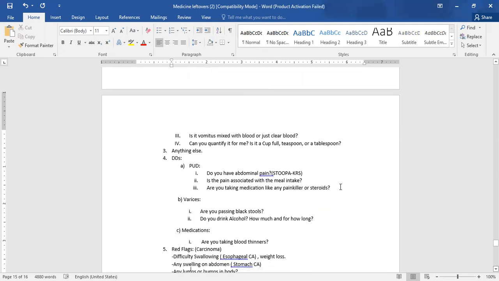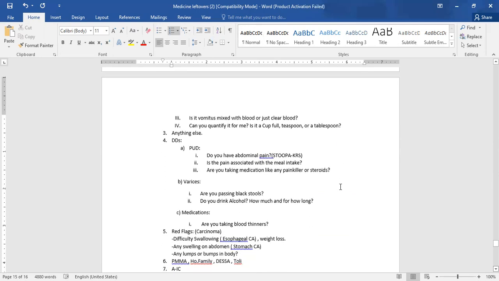Anything else? Do you have anything else? And then ask the focused typical questions related to your DDs. What could be the DDs behind vomiting blood? It could be peptic ulcer disease. It could be varices because the patient is alcoholic, and it could be because of medication, because he's taking aspirin. So you have to ask questions to rule out one by one.